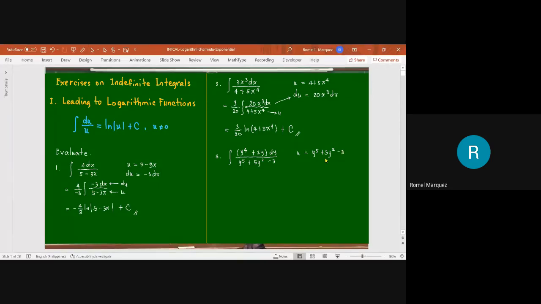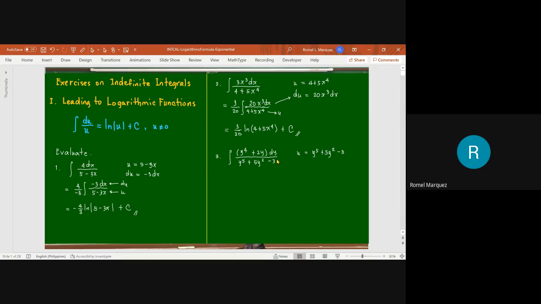By the way, when you choose u, taking the du, and let's say it did not work, don't get disappointed because integral is really trial and error. As long as you have already an idea of what formula you are going to use, at least you can foresee, you can estimate what formula you are supposed to use.